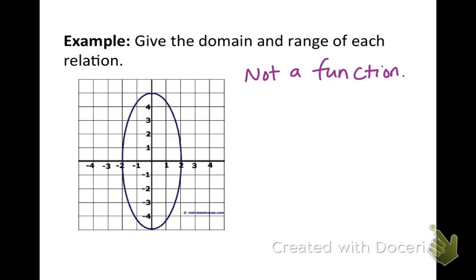Domain is -2, -1, 0, 1, 2. So remember, domain is going from your x, left to right. Is this continuous? Yes, it is. So what's my furthest left x? What's my furthest right x? Does it include -2 and 2? So bracket or parenthesis? Bracket, -2 to 2.